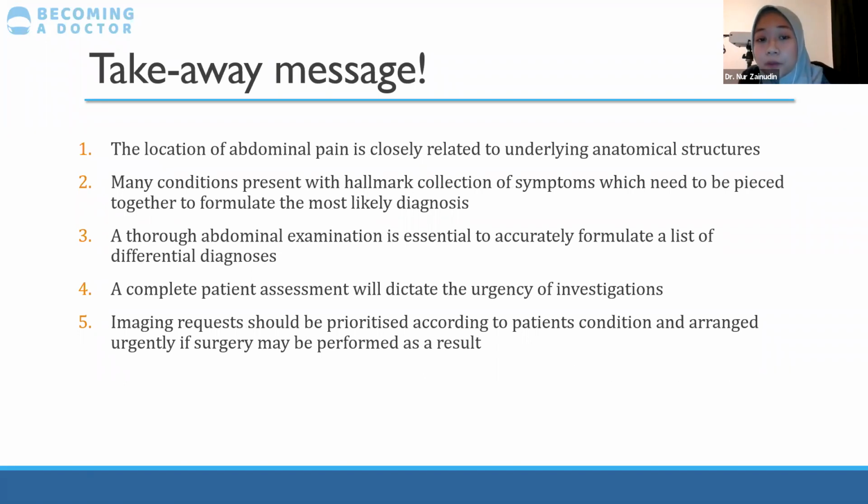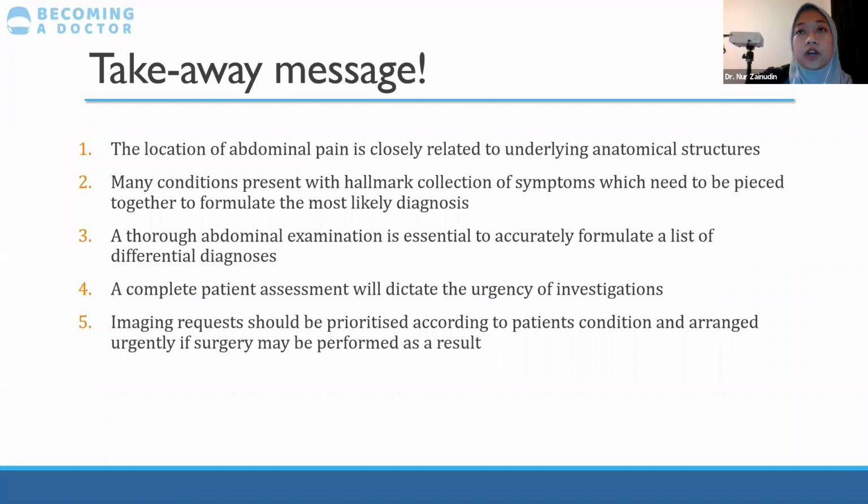The location of abdominal pain is closely related to the underlying anatomical structure. So it's important to know the 9 regions and also the anatomy that is related to those 9 regions. They will help you formulate your differentials. Many conditions present with a hallmark collection of symptoms that we can piece together to formulate the most likely diagnosis.